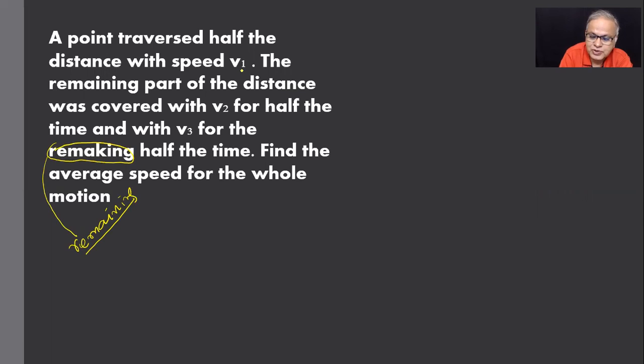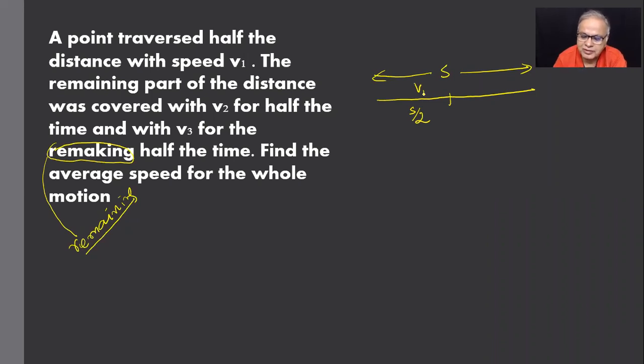Okay, let us just picturize the question. A point traversed means covered, nothing else. Half the distance with v1. That means some total distance, you put some S, for example. Until S by 2, it covered with speed v1. Immediately you should know time is S by 2 v1. Am I right? Constant speed, that is. So distance by speed will be the time.